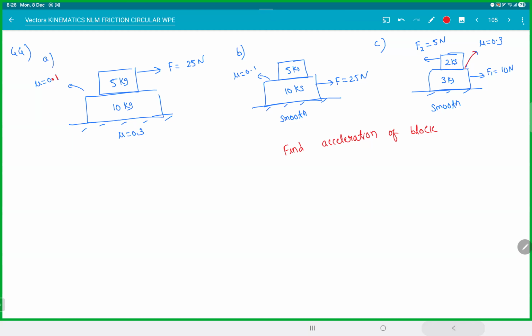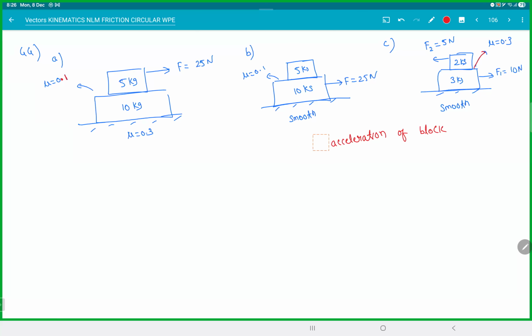How do we do this? Same story. Step 1, assume they're going together. First you need to check something here. What is the maximum friction between the blocks? That's 0.1 into 5, that's 5 newtons. What is the F max on the ground? That's 0.3 into 15, that's 45 newtons.